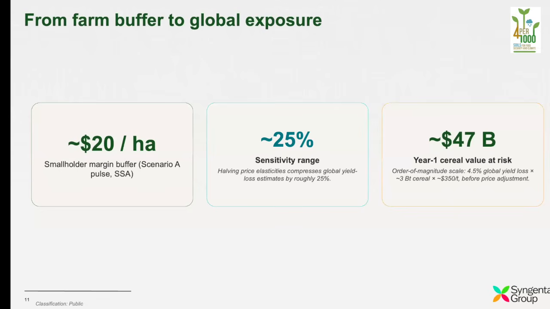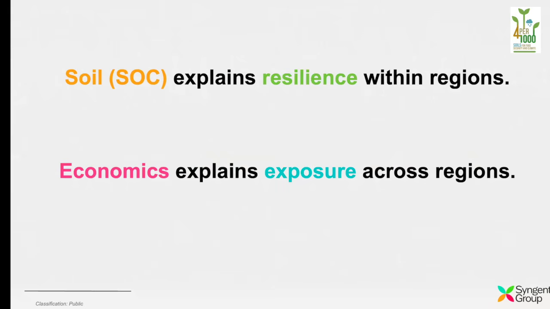But that translates at the global scale to about $47 billion just in that first year of crop value that's at risk. That's really significant, and it does back up the concerns that we see in the media around food shortages and, probably more likely, food price increases. So the results suggest that soil explains resilience within regions, and economics explains the exposure across regions.